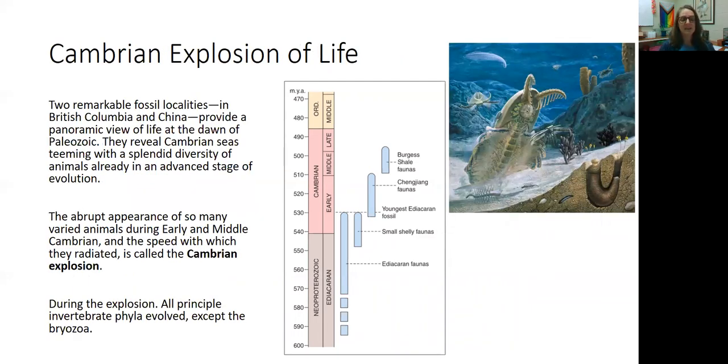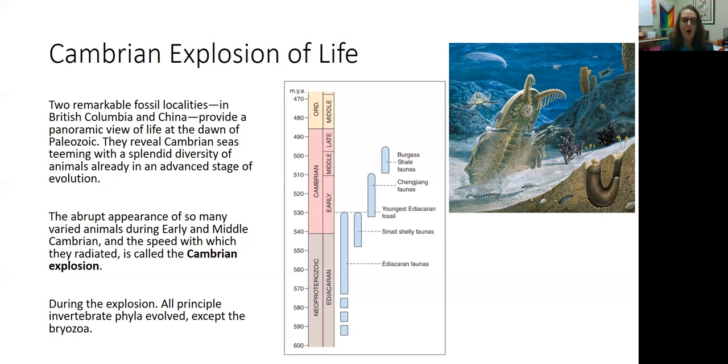Okay. Now, in the Cambrian, there was an explosion of life. Right? We know this because we find the fossils all over the world, but there are two places on Earth that are really remarkable at preserving the fossils for us to come find. One is in British Columbia, and the other one is in China. And both of these places reveal that seas during the Cambrian were just teeming with a huge diversity of marine animal life, right? So this awakening, this evolution of this huge diversity of animal life, we call the Cambrian explosion of life.